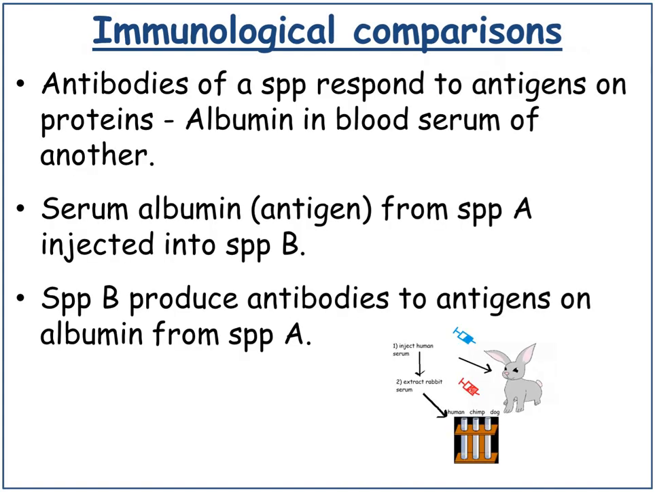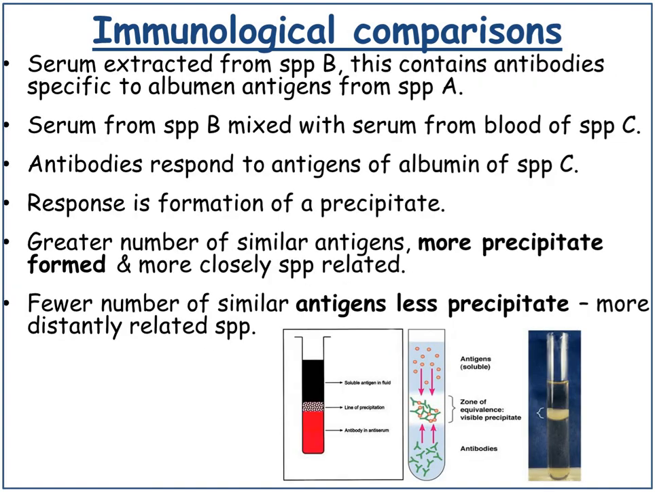Immunological comparisons. Antibodies of a species respond to antigens on proteins, such as the albumin in the blood serum of another species. The serum albumin, or antigen, from species A can be injected into species B. Therefore, species B will produce antibodies that are complementary to the antigens on the albumin from species A. So the serum extracted from species B contains antibodies specific to the albumin antigens from species A.